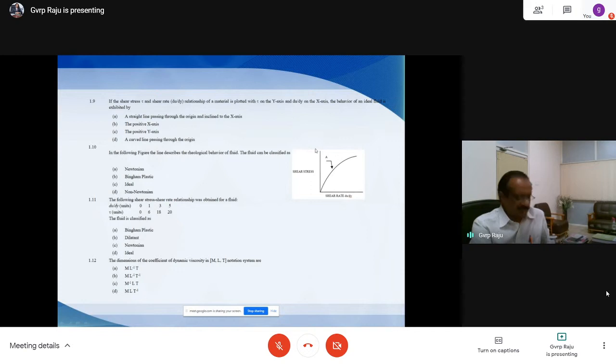So for ideal fluid, the answer is 1.9. The answer is B, the positive x-axis. This is the positive x-axis. Suppose if I extend here, in this direction it is negative, so it is not the negative x-axis. So it is the positive x-axis. So this axis, that's what we meant.